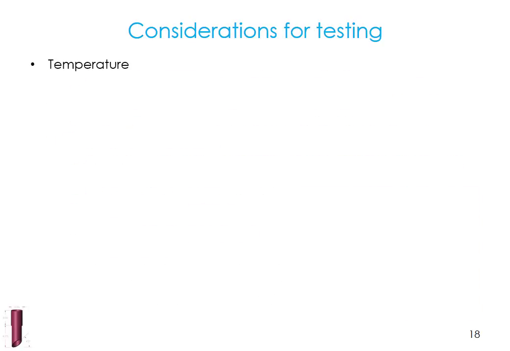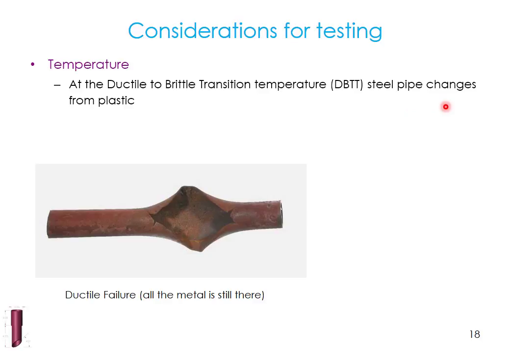Temperature is a big deal. At the ductile to brittle transition temperature, or DBTT, the steel pipe changes from plastic, like this. This is called a bird's mouth failure, because this somehow to somebody looks like a bird's mouth being open. But notice that all the metal is still there. It was a ductile failure. The pipe tore instead of bursting.